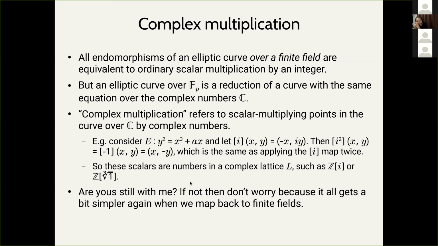And if I've lost anyone, then it's going to get simpler when we just consider the case of finite fields. So don't worry about it. I'm just trying to make the idea of complex multiplication less mysterious, because it's referenced very often in papers, and they don't explain it at all. They refer you to Silverman's book or whatever. And it is actually reasonably easy to explain, just using basic principles.